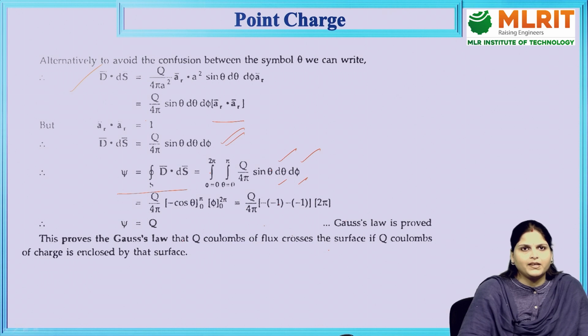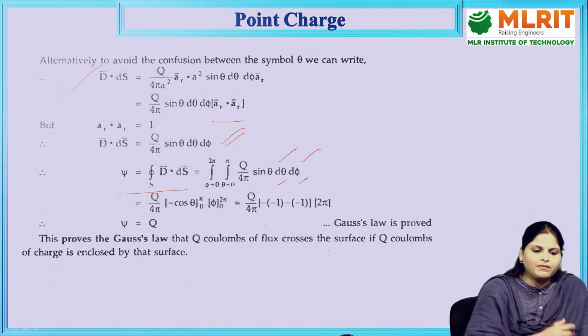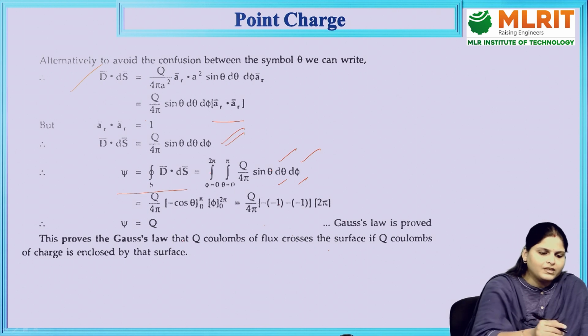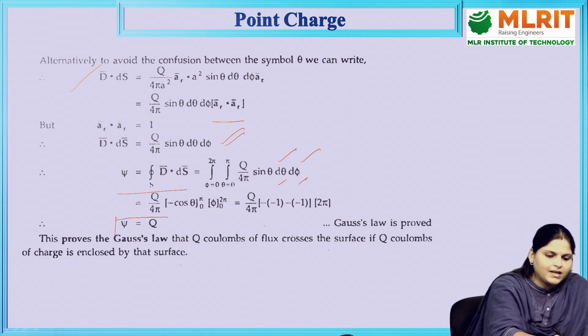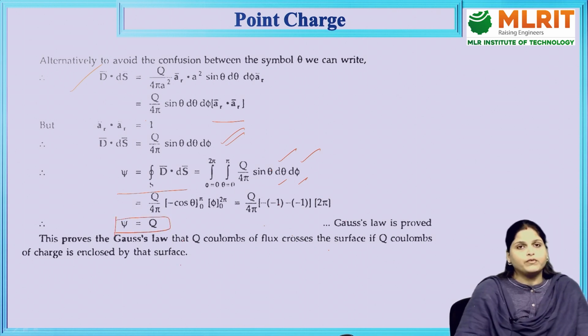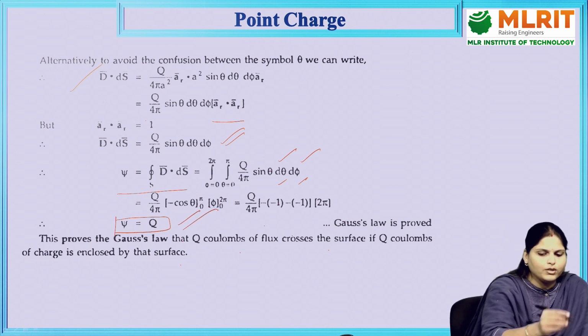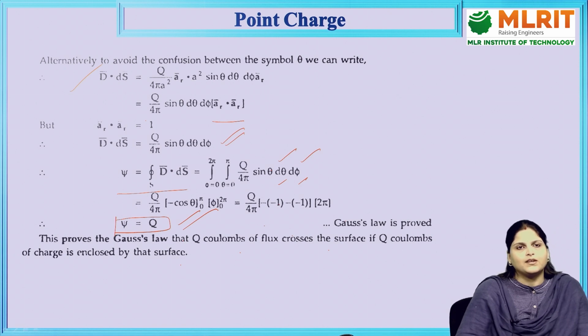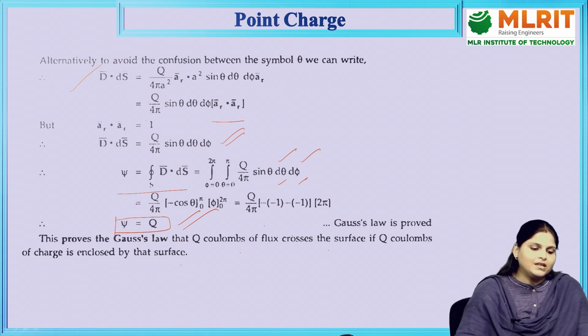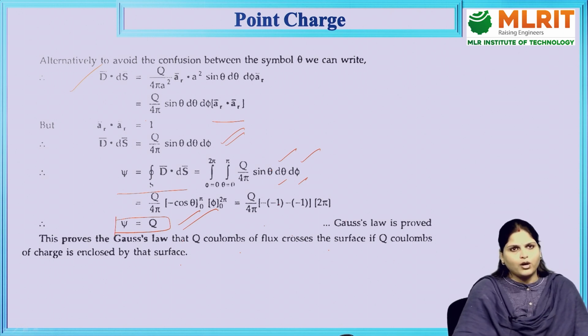The limit of phi, which is the azimuthal angle, is 0 to 2 pi, and the limit of theta, which is the conical angle, is 0 to pi. When we simplify it after integration, we get finally psi is equal to Q, which is Gauss law, right? This is Gauss law: the flux enclosed by a closed surface is equal to the total charge present inside that surface. So this was the proof of Gauss law.